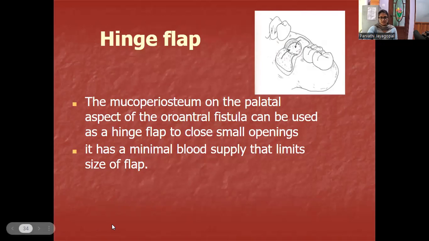Hinge flap. The mucoperiosteum on the palatal aspect of the oroantral fistula can be used as a hinge flap to close small openings. So it has minimal blood supply. That is why the size of the flap must be limited. When you have small defects, this can be used.